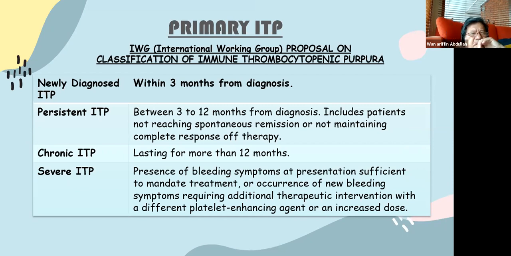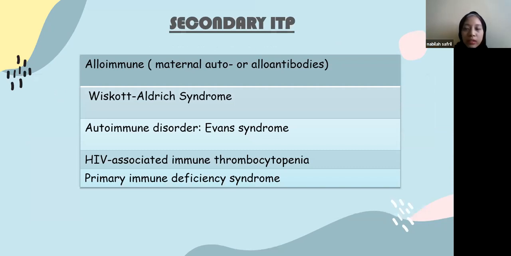Next, secondary ITP occurs as a result of underlying causes. For example, alloimmune or neonatal alloimmune thrombocytopenia, in which there is an increase of maternal auto or alloantibodies to the fetal platelet antigens. Next is what's called Wiskott-Aldrich syndrome, which is an X-linked disorder. All these are very rare. Primary immunodeficiency is also rare. But alloimmune is one of the causes of neonatal ITP.